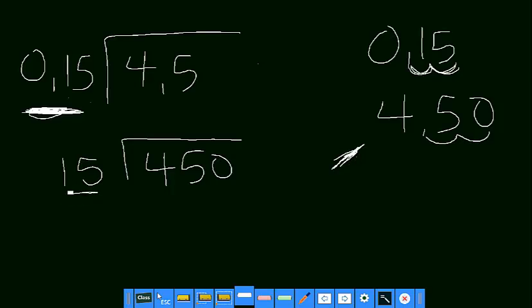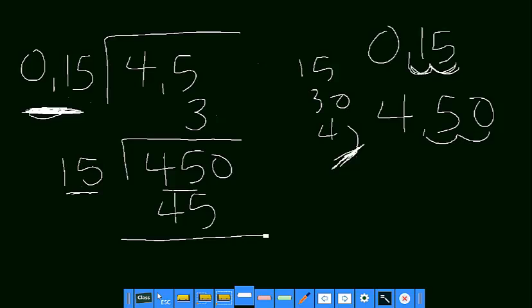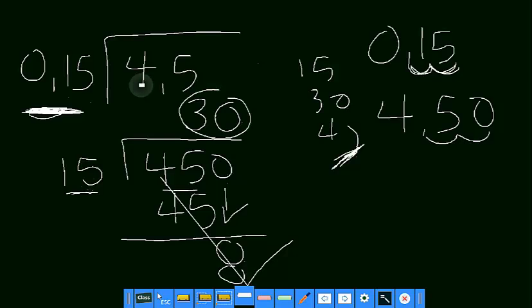Okay. So 15 goes into 45 how many times? I think it's 3 times, all right? 3 times because we have 15, then 30, and finally 45. So 3 times 15 is 45, and that gives us 0, but make sure you bring down the 0 also. Then 15 goes into 0, 0 times, and 0 times 15 is 0. So 450 divided by 15 is equal to 30. At the same time, 4,5 divided by 0,15 is equal to 30.